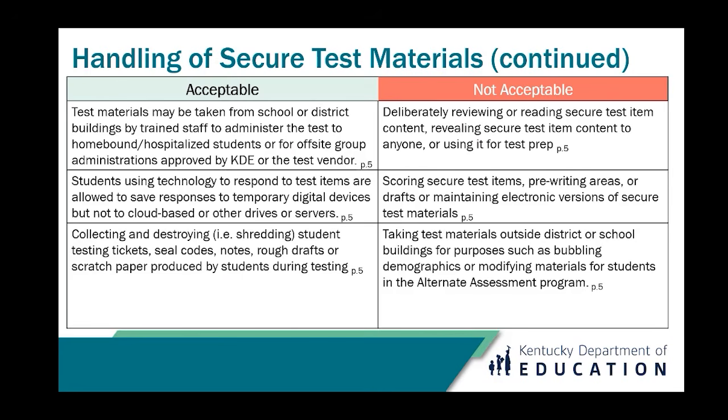We've covered the acceptable practices. Let's look at the not acceptable practices concerning secure test materials. It is unacceptable to take test materials out of the school or district building for any reason except for approved off-site testing. Bubbling demographics or modifying materials for the alternate assessment shall be completed on school property. Any secure test items, pre-writing areas, drafts, or electronic versions should not be scored or maintained.